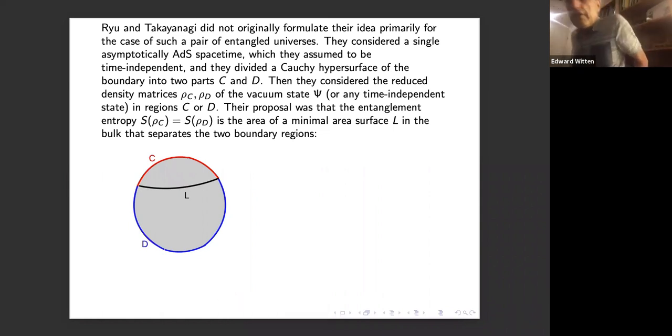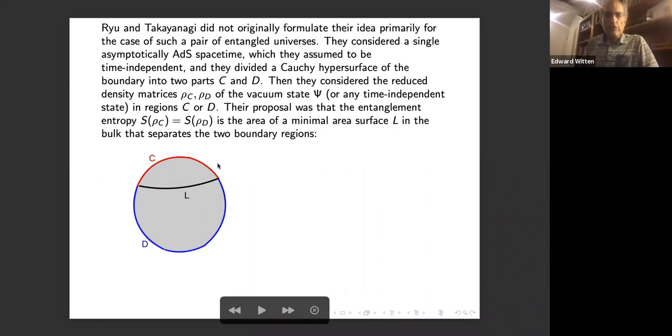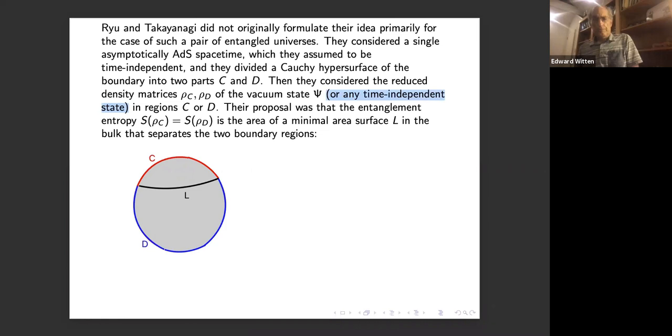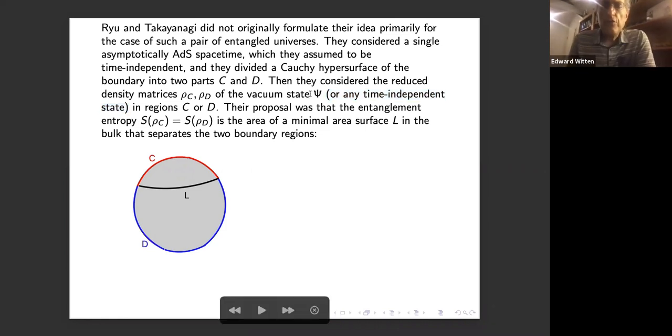And then Ryu and Takayanagi imagine dividing the boundary into 2 disjoint regions, in this case C and D. And they consider the reduced density matrices rho C and rho D of the vacuum state psi, or any time independent state, but it could be just the vacuum state, in regions C and D. So even though the state is pure, if you consider only measurements on C or only measurements on D, there will be a von Neumann entropy, an entanglement entropy, and they'll be equal because the state is pure.